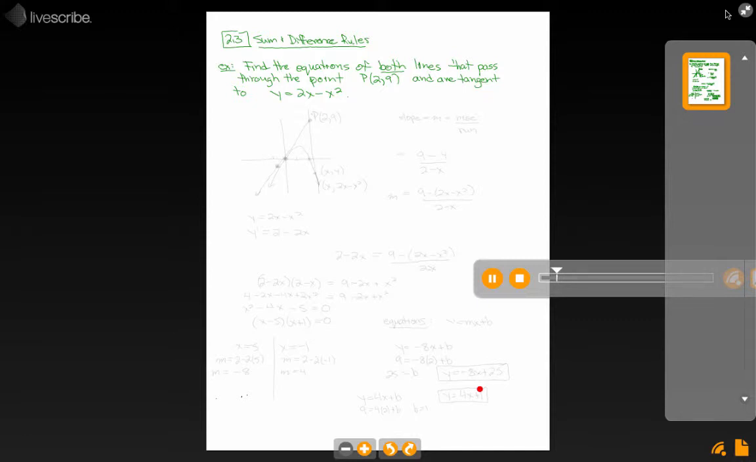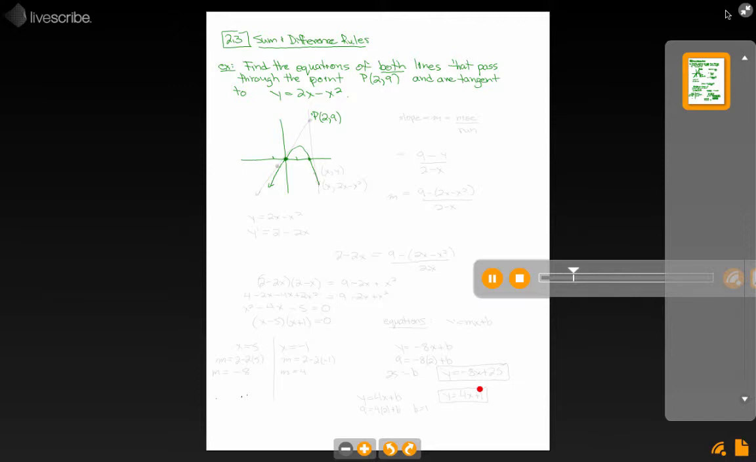We're asked to find the equation of both lines that pass through the point (2, 9) and are tangent to this parabola here. Now, the parabola, without getting into too much detail of exactly what it looks like, goes through (0, 0) and (2, 0), so it's a parabola and it faces down, something like this. Now the point (2, 9), it's important to note, is not on there. The point (2, 9), point P, is way over here somewhere. If you put 2 into that equation, you definitely don't get 9, you get 0.